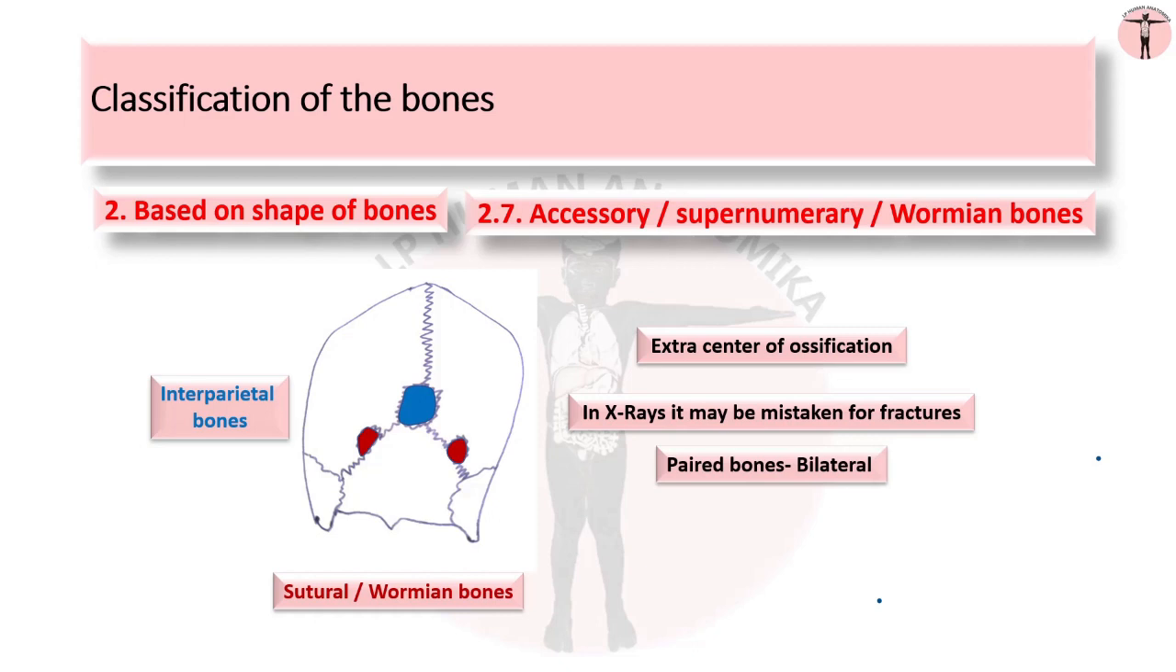However, in paired bones, these are bilateral and their edges are smooth and covered with compact bone, unlike fractured bones where callus is formed and the edges are rough. With this, we have completed the classification of bones based on the shape.